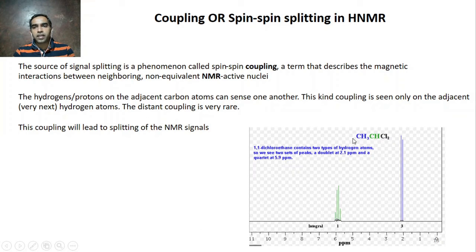So see here, in the case of 1,1-dichloroethane, you can see there are 2 sets of equivalent protons, or 2 non-equivalent protons. These 3 protons are one type, this proton is one type. So basically you should get 2 peaks. But what happens in NMR, there is something called splitting. The neighboring one will split here. Only this much you remember.